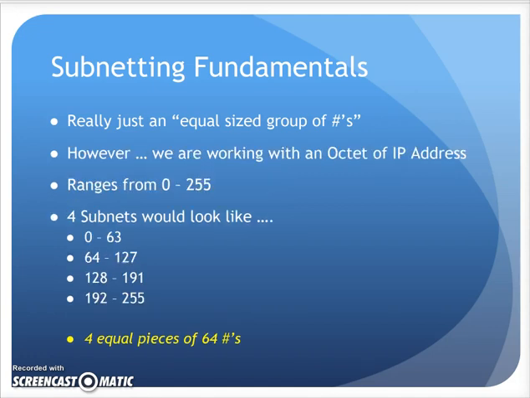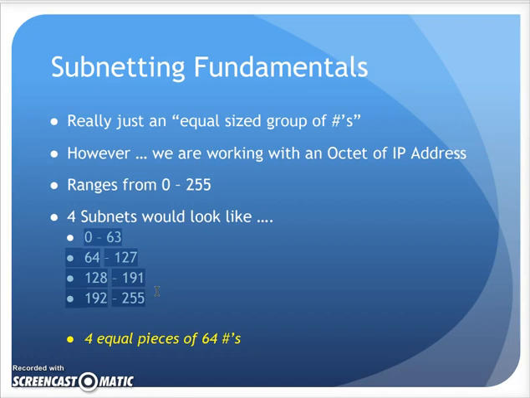The catch, though, is we're not dealing with 0 to 100. We are actually dealing with 0 to 255. But I'm going to do the exact same thing. I'm going to take 0 to 255 and I'm going to break it into equal pieces. 0 to 255 broken into 4 equal pieces can be done. It's going to end up being 0 to 63. There's 64 numbers. 64 to 127. There's 64 numbers. 128 to 191, there's 64 numbers. 192 to 255, there's 64 numbers. So there's 4 equal pieces of 64. These would be my 4 subnets for this network if I had to break it into 4 pieces.